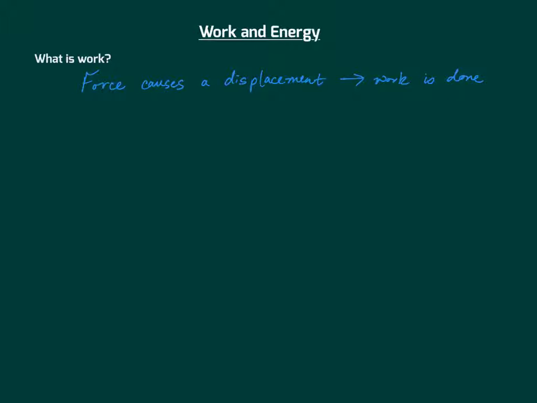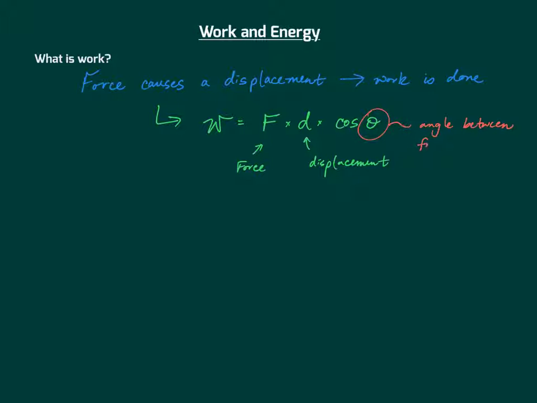We have a mathematical definition for work like we do with most things in physics. Our mathematical definition is that work is equal to force times displacement, times the cosine of theta. Again, this is force, this is displacement, and now this cosine of theta is kind of weird, but this angle is the angle between the force and the displacement. That'll be cleared up in a couple examples that I do in a little bit here.